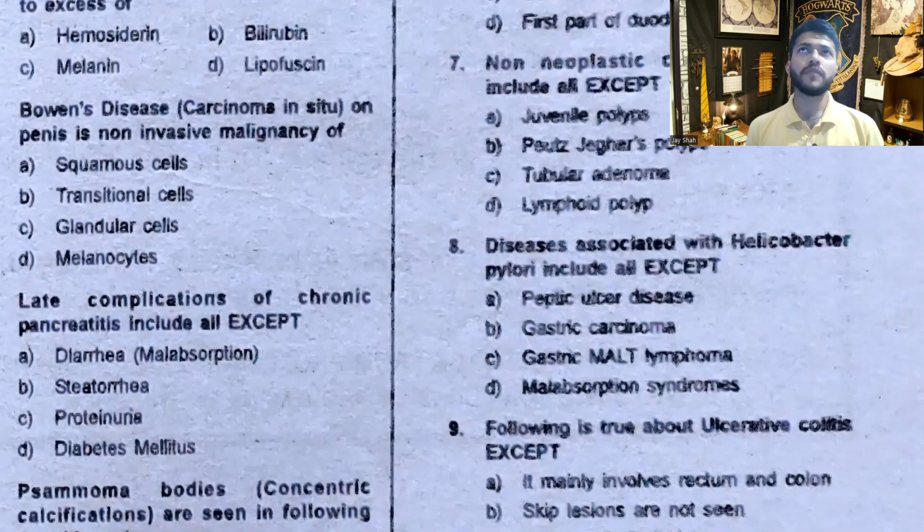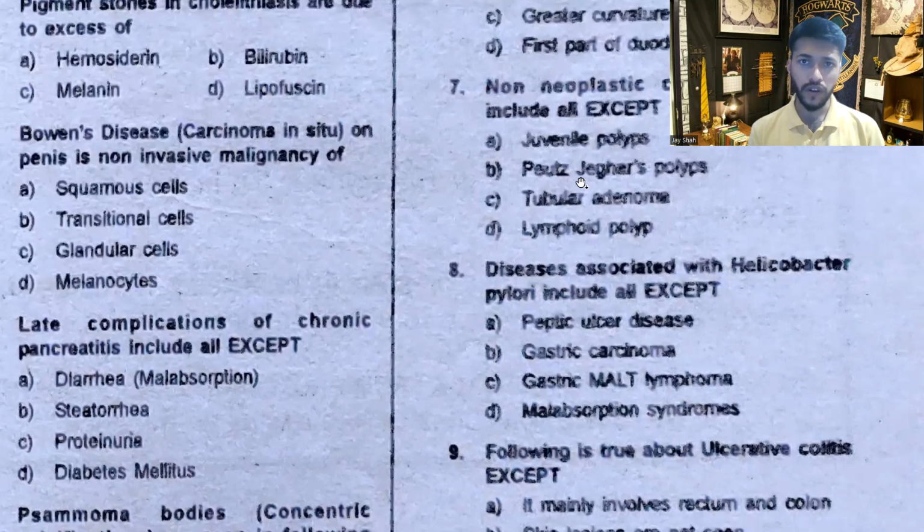Non-neoplastic colorectal polyps include all except. Now see, polyps can be either hyperplastic polyps, or hamartomatous polyps. So juvenile polyp is basically a hyperplastic polyp. Your Peutz-Jeghers polyp is a hamartomatous polyp. Hamartoma is a localized disorganized mass of tissue. It is not a neoplasm, it's a hamartoma. Tubular adenoma, yes, tubular adenoma is a benign neoplasm, and you have a lymphoid polyp. So they have asked non-neoplastic. So A, B, and D all are non-neoplastic. But tubular adenoma is a benign neoplasm, and that has the maximum potential for carcinomatous transformation. So the answer is tubular adenoma.